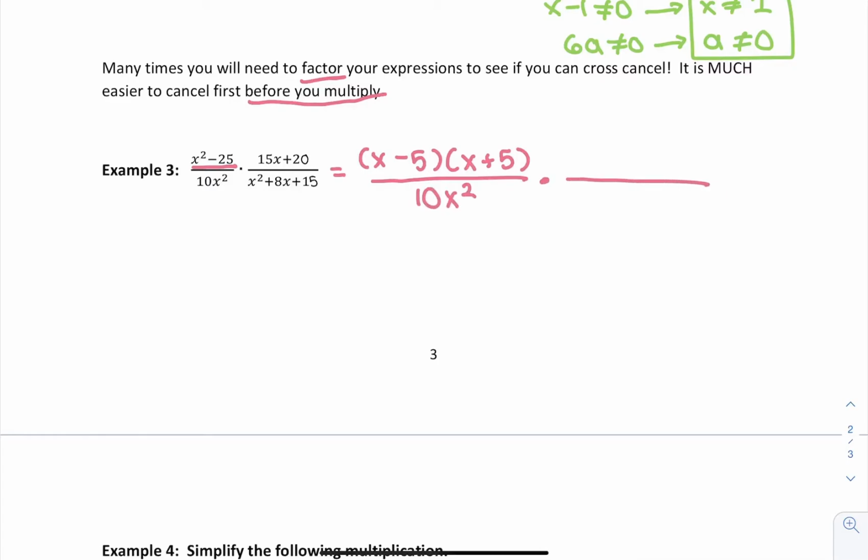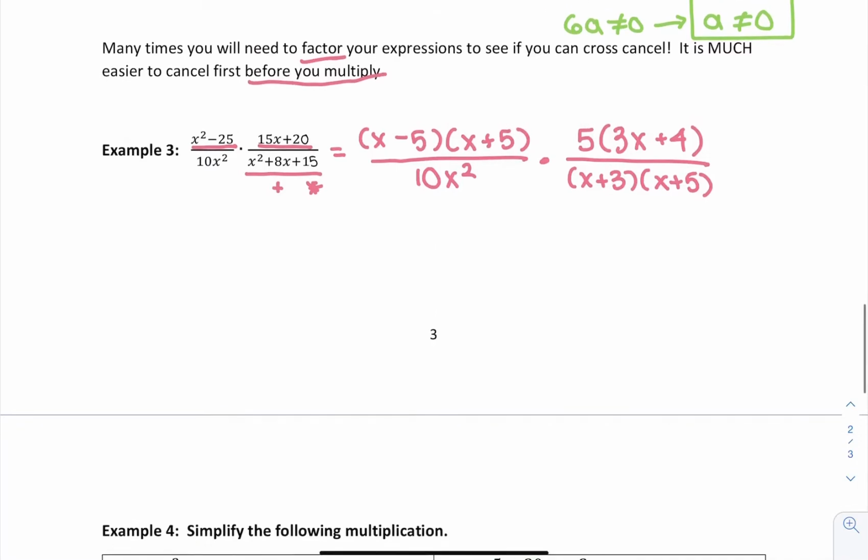And I'm going to factor out the GCF from 15x plus 20. The GCF is 5, so I'll take out a 5. And when I do, I'm left with 3x plus 4. And now I'll factor this last expression by finding what multiplies to 15 and adds to 8. Well, that'll be 3 and 5, so I will factor that to x plus 3 times x plus 5. Now let's see if we can cross cancel or cancel anything. So I can cancel the x plus 5 and the x plus 5. I also can cancel this 5 and 10 to become a 1 and a 2.